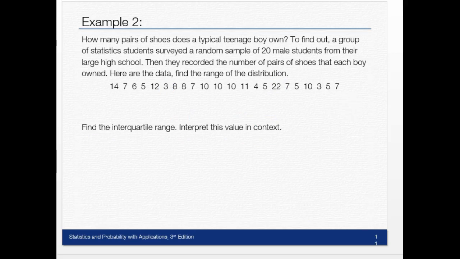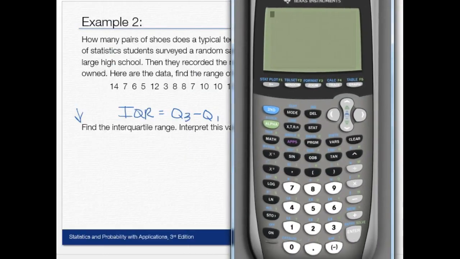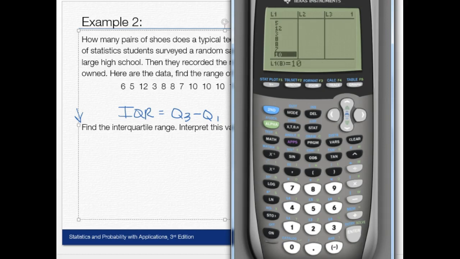All right, same question, but now it says find the interquartile range and interpret the value in context. That's Q3 minus Q1. So we're going to let our calculator do the thinking. In your calculators, you should have the keystrokes in your notes, so just follow me for a second. Turn it on, go to Stat, Edit, and in list 1, I've already entered all of our numbers of shoes. Then we go back out to Stat, over to Calc, One Variable Statistics, and I choose list 1 because that's where my data is, and then hit down to Calculate.